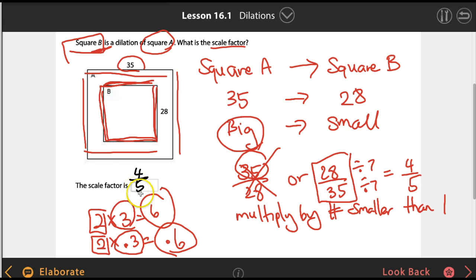In order for you to go from big to small, you have to multiply by a number that's smaller than 1. This is not it, because then this becomes 5 over 4, and that's bigger than 1. That's 1.25, right? So no. All right. I don't want anybody getting this question wrong. It is so easy, and yet a lot of you get it wrong. And don't forget to simplify, okay?